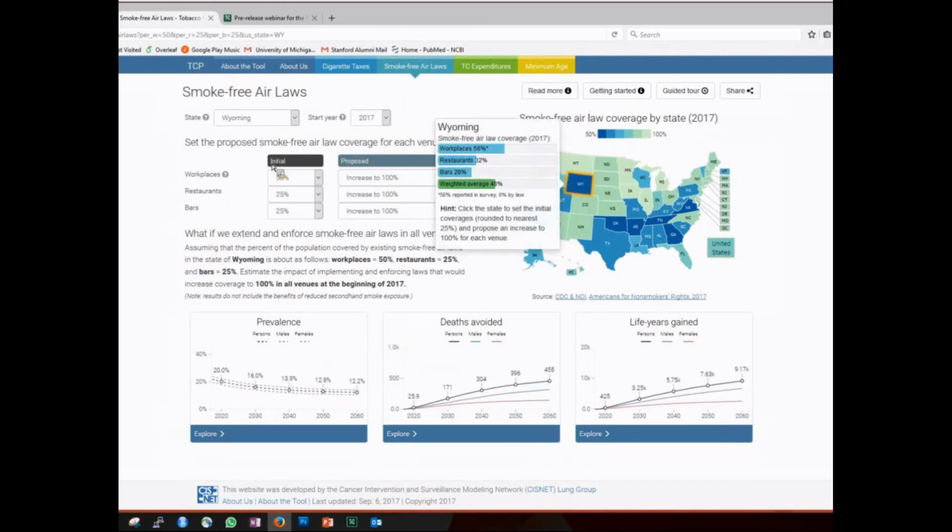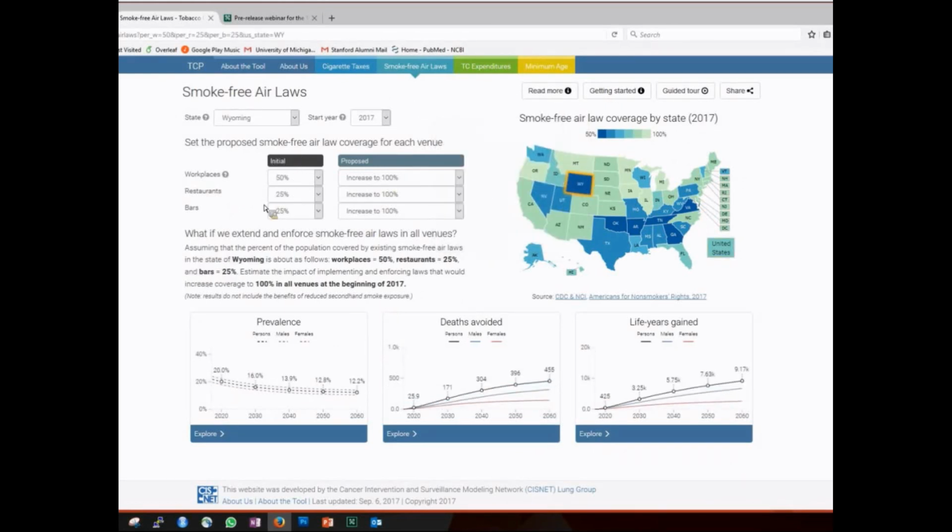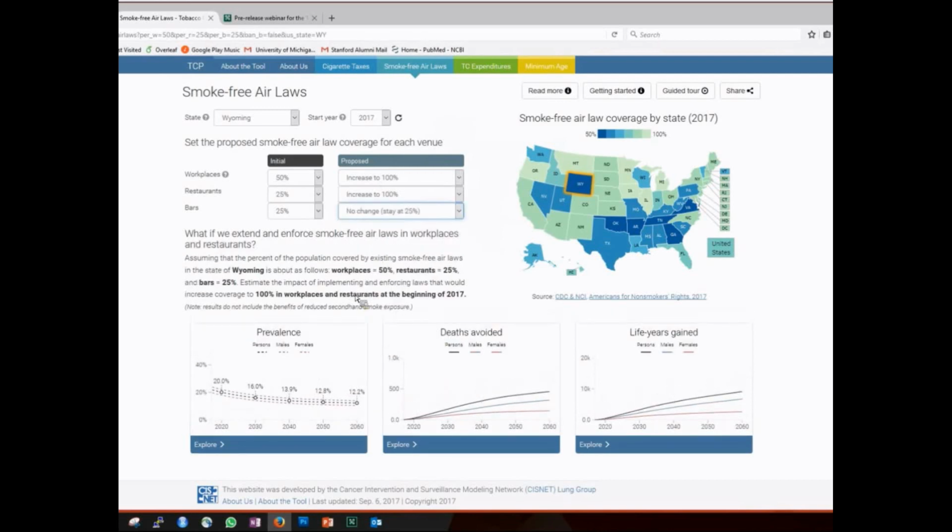Once you click that, it sets the initial values for the level of existing smoke-free air law coverage, and then in your proposed policy, you may be interested in increasing the smoke-free air law coverage in workplaces all the way to 100%, and maybe your policy doesn't include bars. You could change that here. And then you have, again, this policy summary down here, and note again the results are conservative because they don't include the benefits of reduced secondhand smoke exposure. And you can click through each of these different charts again.